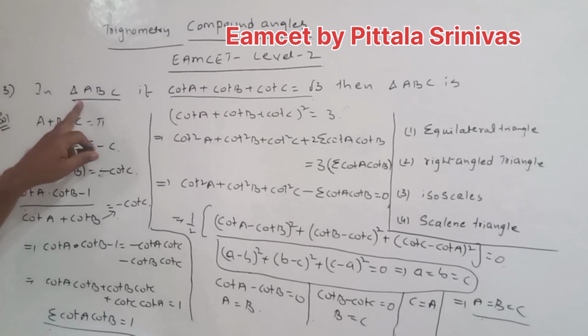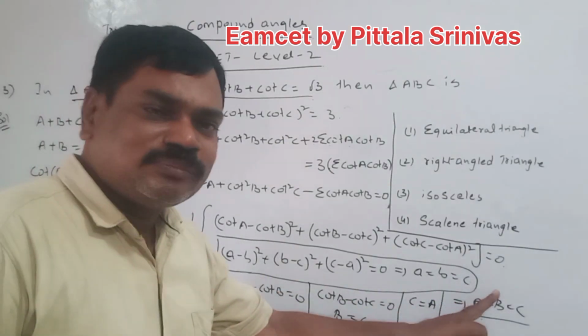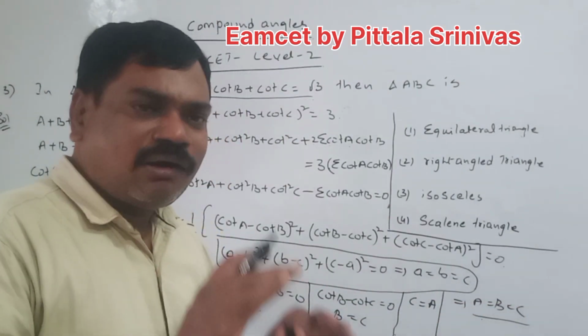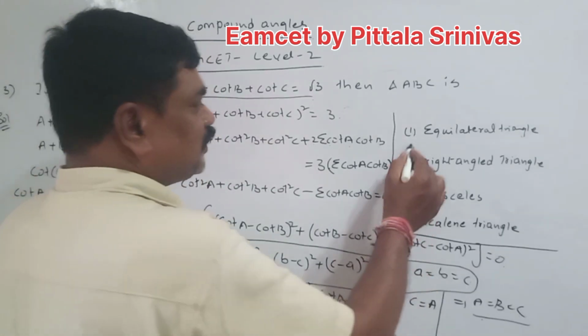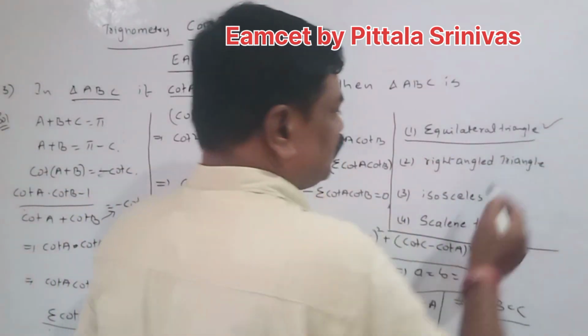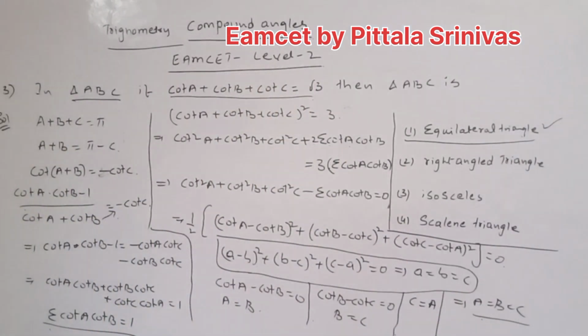In a triangle ABC, A is equal to B is equal to C means all angles are equal. Then we say that triangle is an equilateral triangle. Okay, all of you.